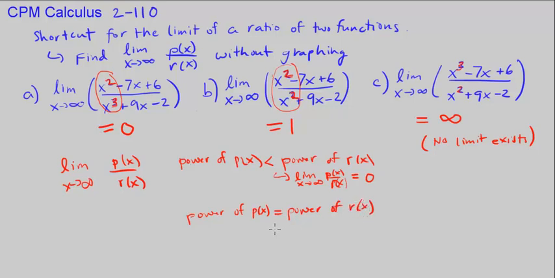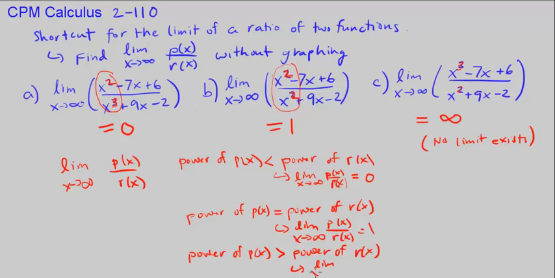Okay, so if the power of p of x equals the power of r of x, then the limit as x approaches infinity of the ratio p of x over r of x equals 1. And finally, if the power of p of x, 3 in the top, is greater than the power of r of x, then the limit as x goes to infinity of p of x over r of x equals infinity. Okay, so this is the general shortcut we could tell Lena.